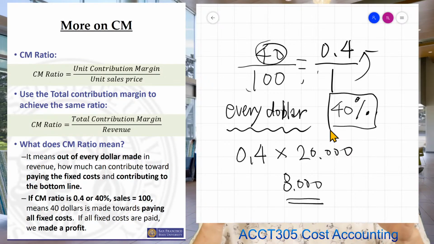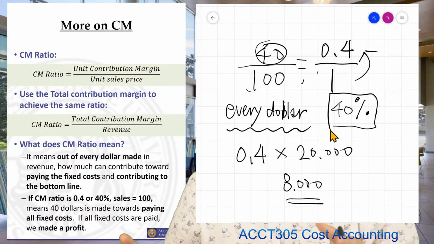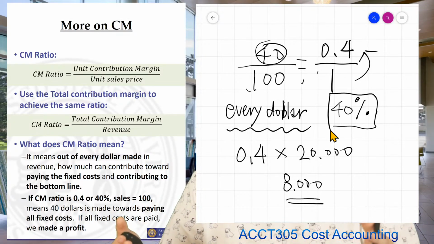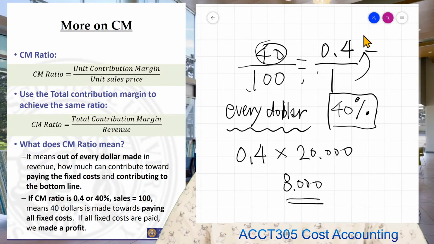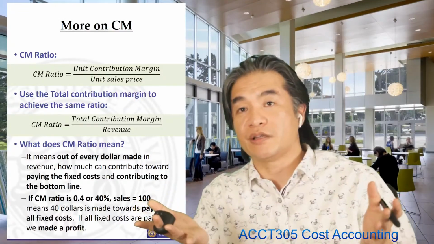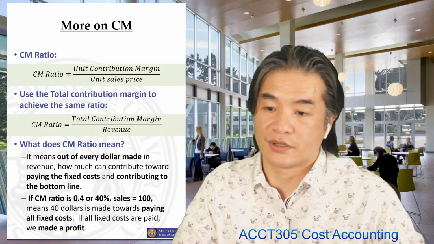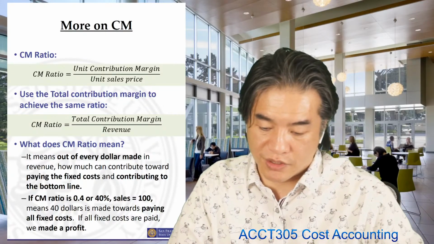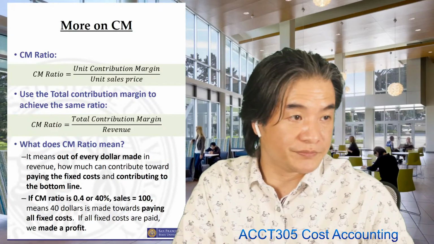So that's why I encourage you guys, when you do a presentation or when you talk about accounting numbers, use the right one. If it is ratio, think ratio. If it is percentage, think percentage. If it is dollar form, think dollar form, because it matters when you are doing your calculation. All right.